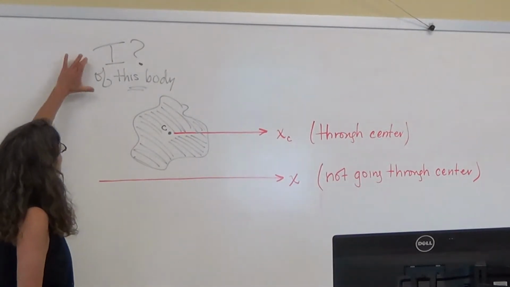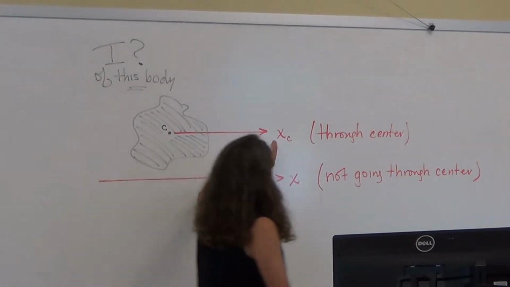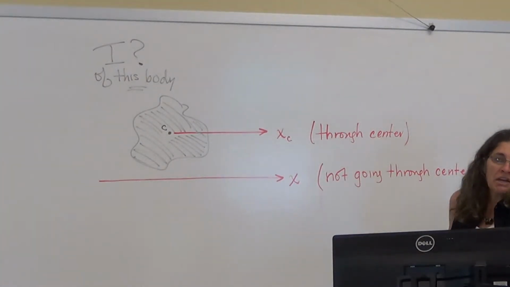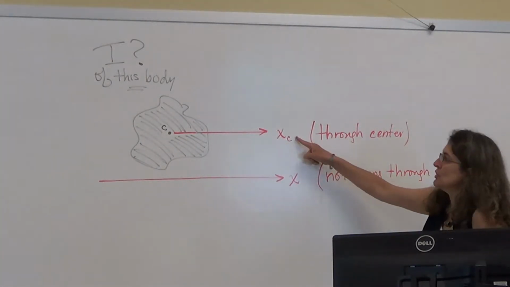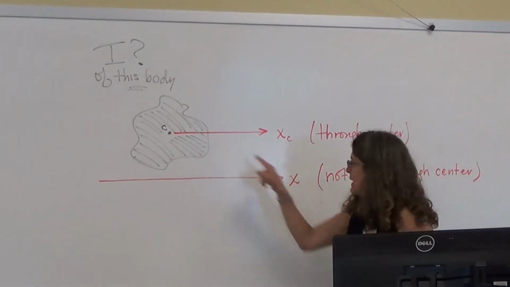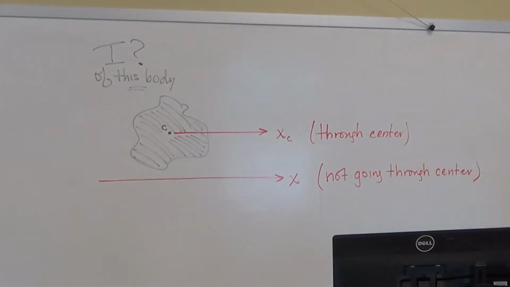So in order to find a moment of inertia, I need to know, am I trying to find the moment of inertia about this or this? Okay? It doesn't matter. I could say find the moment of inertia of this body around here, or find the moment of inertia of this body around here. Okay? So now let's take a look at this sheet.